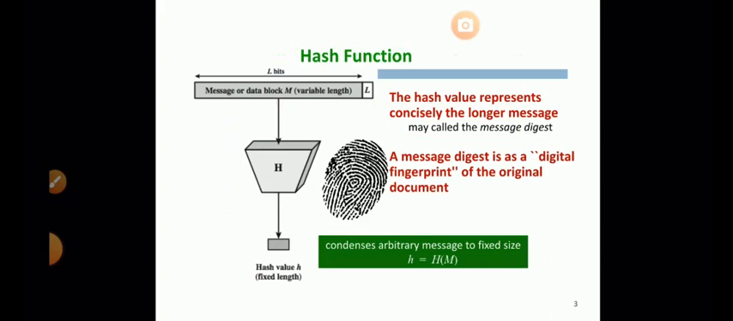So what is a hash function? A hash function is nothing but a message digest. A message digest is a digital signature of the original document. See in this diagram, consider we have a message or a data block. We can represent that as capital M, which has the length capital L. We apply the hash function to it, so that you get a hash value, small h. You can represent that as small h is equal to capital H of M, where small h is the hash value or the message digest, capital H is the hash function, and capital M is the message block.